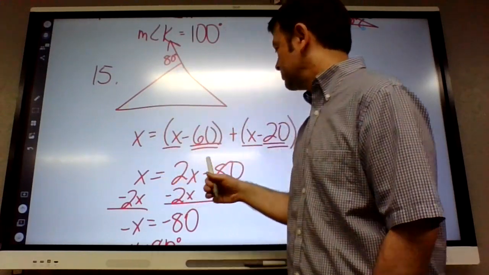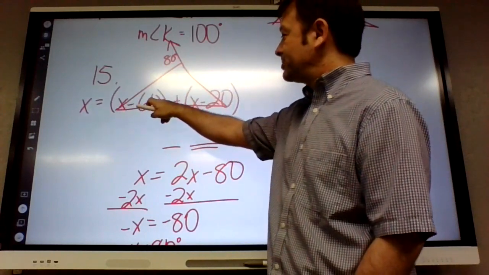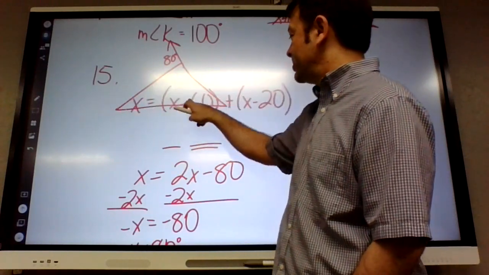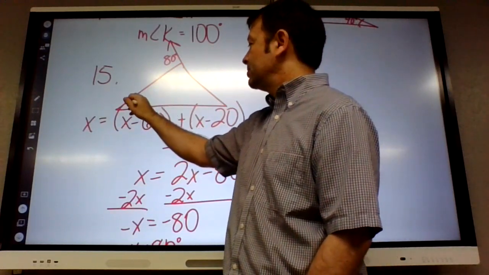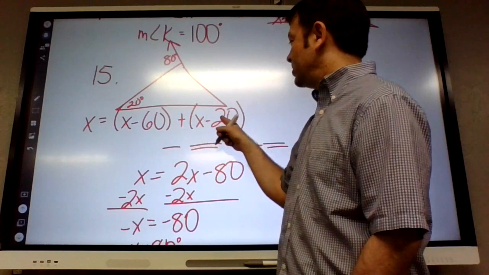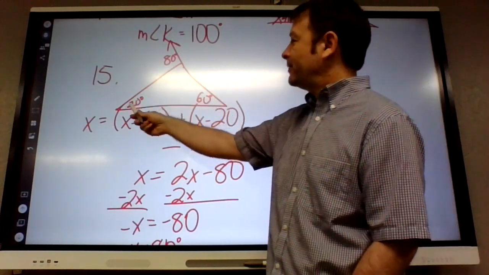Well, you can plug in the 80. This one was x minus 60 over here. This was x minus 20. So 80 minus 60 is 20. And 80 minus 20 is 60. See, these two have to add up to that one.